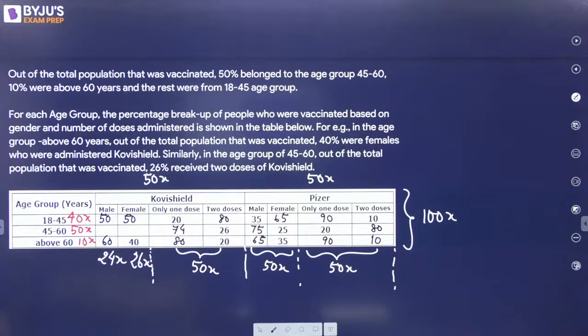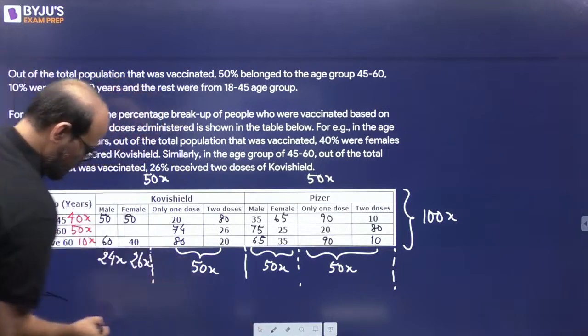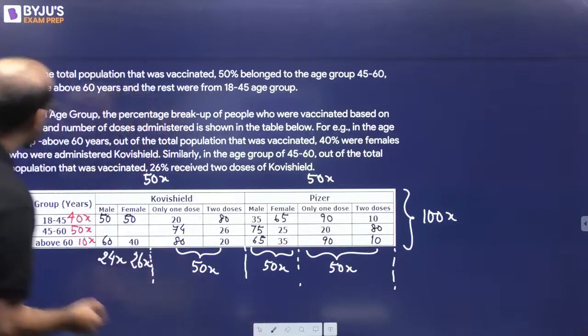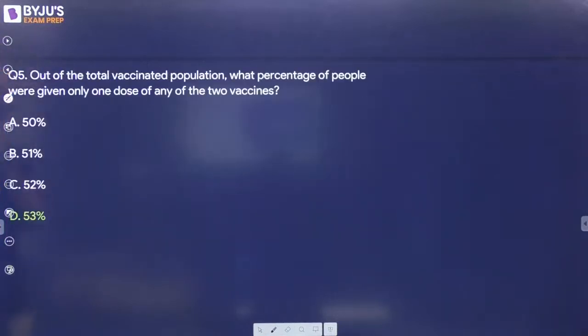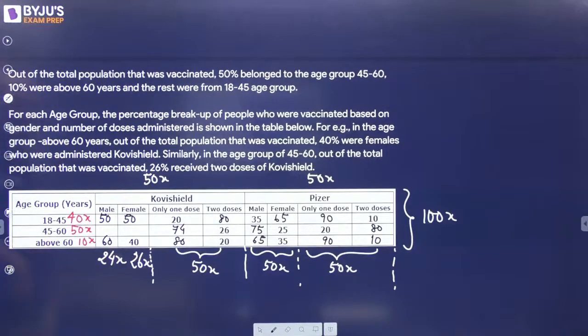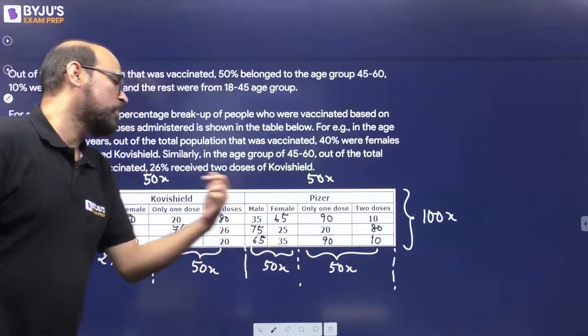Shall we move to the questions? Let's go to the questions. Let's see what we have in store in the questions. Okay, the first question is, out of the total vaccinated population, what percentage of people were given only one dose of any of the two vaccines? So we need the value of only one dose.